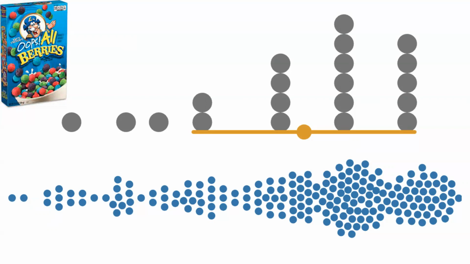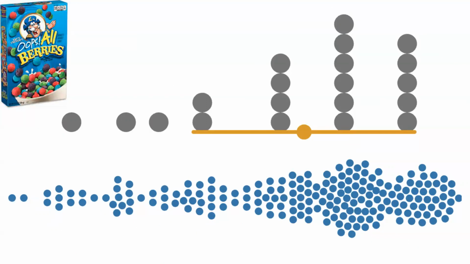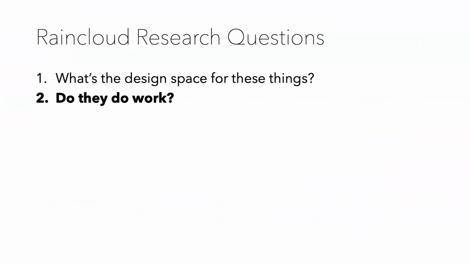So I want you to keep this standard box plot and this particular data set in mind. This is life expectancy by country as we go through the next part to answer the research question of, well, do they work? So already we can maybe build some intuitions here that different components of these rain clouds do different things. For instance, here I can see maybe a mean value through my lightning in the center that I couldn't recover very easily from the other components.